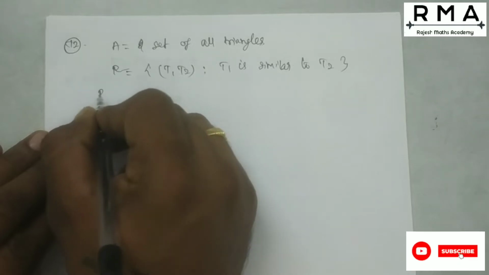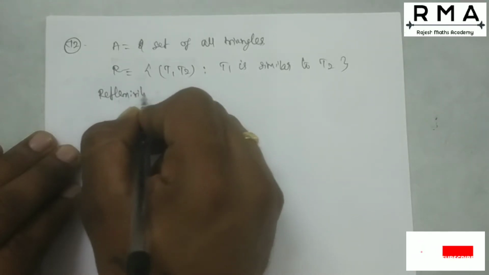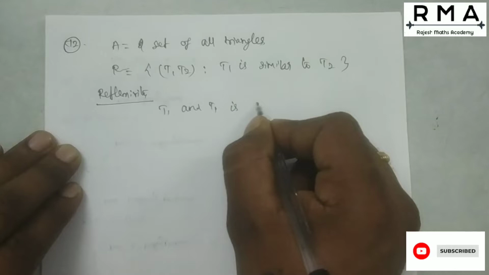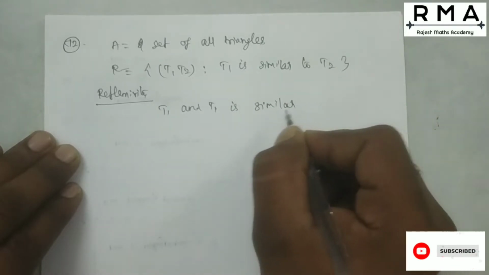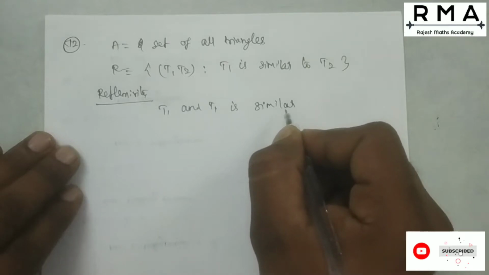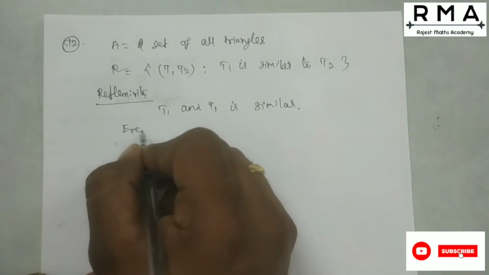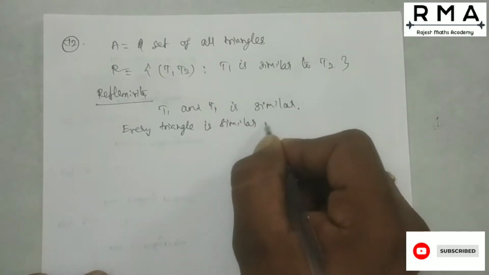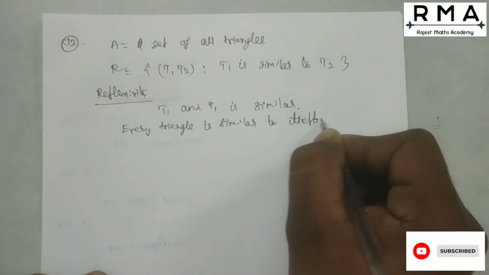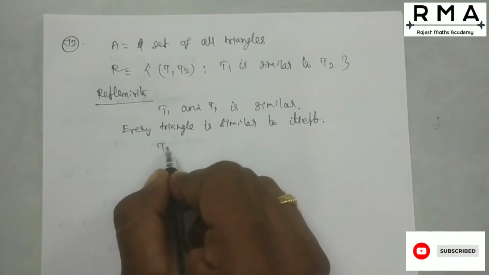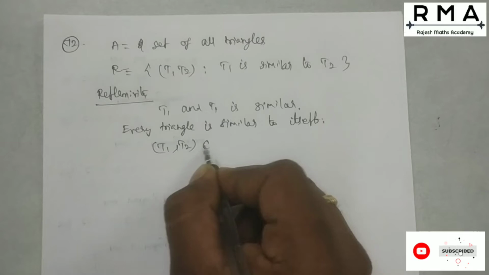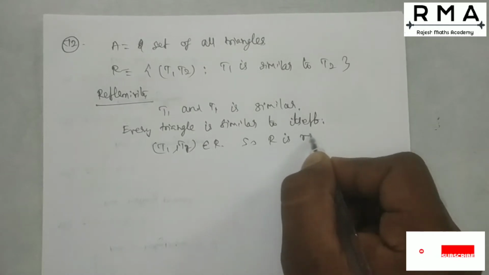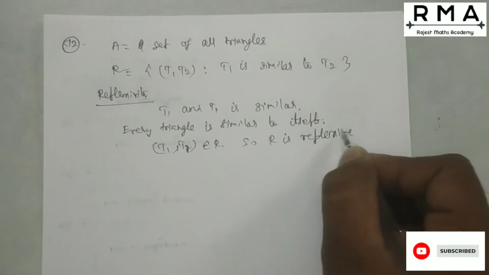To check the equivalence relation, first I need to check the reflexivity. So we can clearly say T1 and T1 are similar. Why? Because every triangle is similar to itself. So I can say that (T1, T1) belongs to R. So R is reflexive.